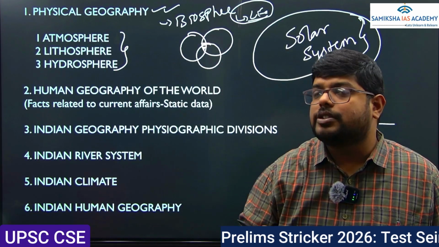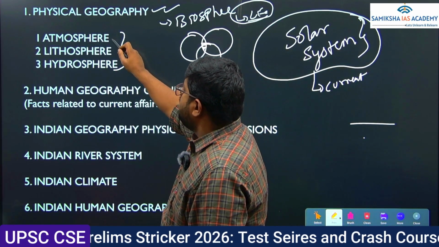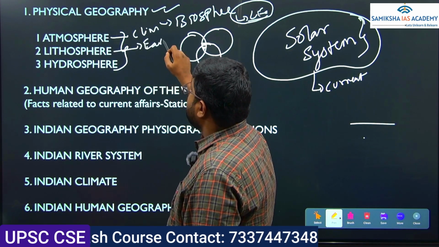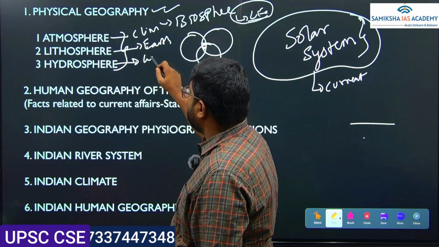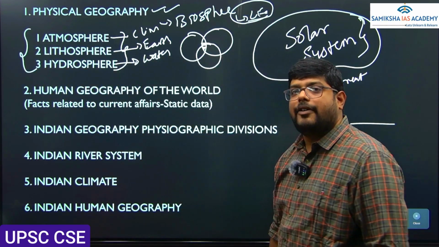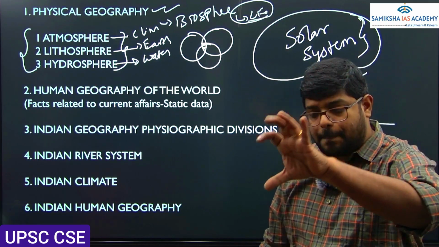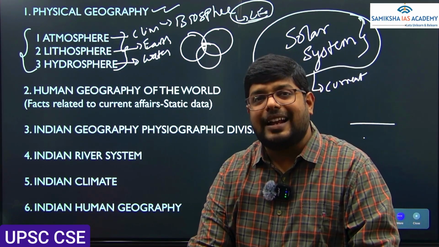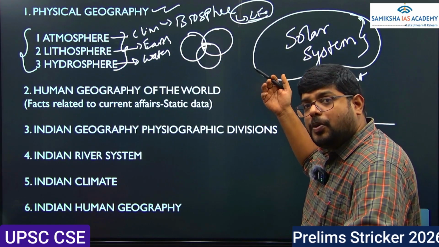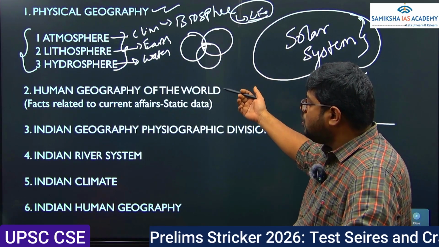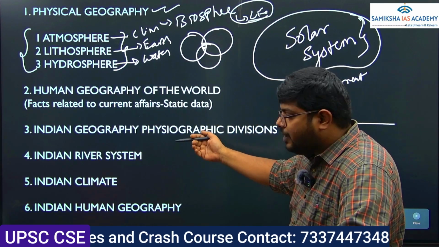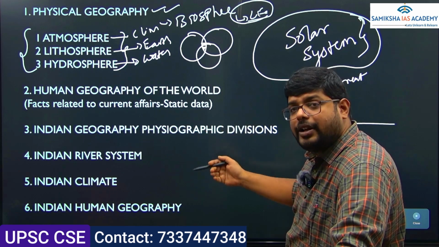So to understand the biosphere, atmosphere is important, which discusses climate. Lithosphere is important, which discusses earth, and hydrosphere is important, which discusses water. These 3 are the mandatory topics from where you will have questions. So we should have a complete analysis of geography in these 3 elements. After that, the important topics will be Indian geography. In Indian geography, we will have physiographic divisions, then the river system, then Indian climate, then human geography.